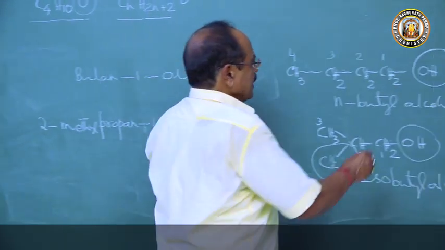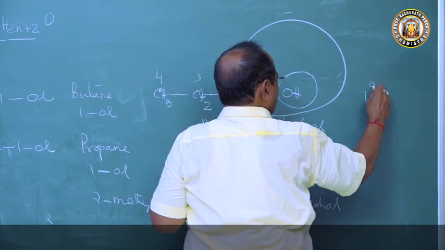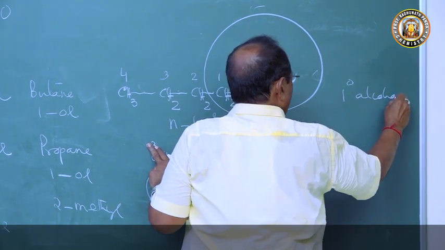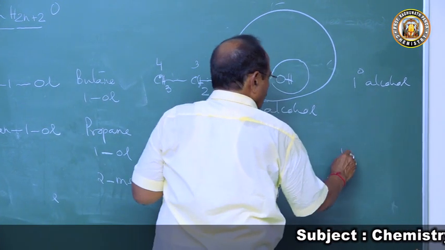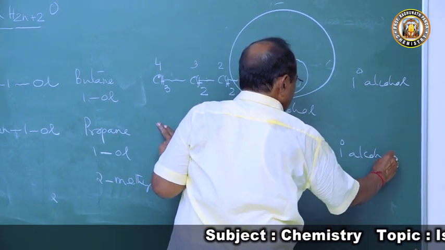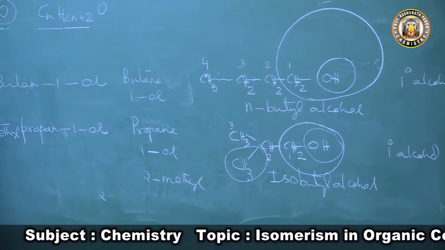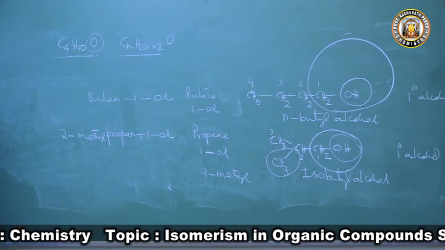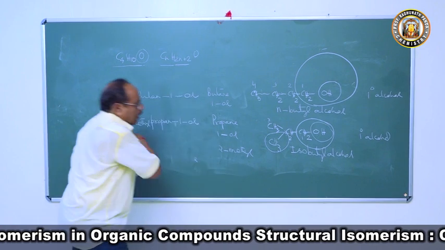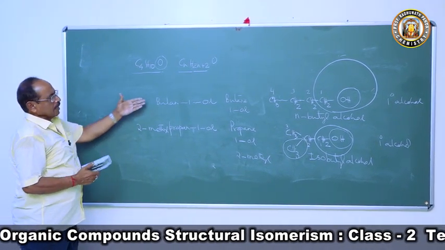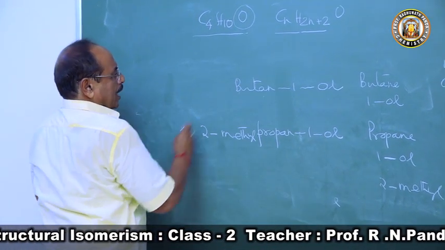So this compound, isobutyl alcohol, is called 2-methylpropan-1-ol. And this CH2OH group is called a primary alcohol group, hence it is a 1 degree alcohol. And here the CH2OH group is also a 1 degree alcohol. Both are 1 degree alcohols because both have the same CH2OH. So butanol, an alcohol, exhibits chain isomerism and has 2 chain isomers: butan-1-ol and butan-2-ol.